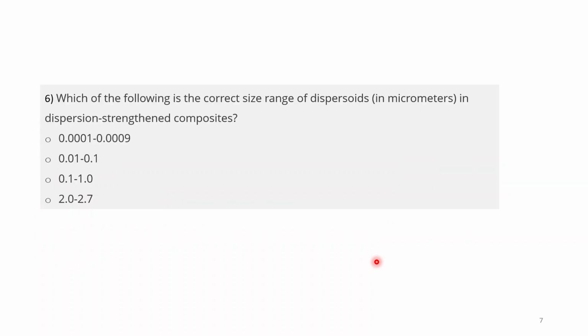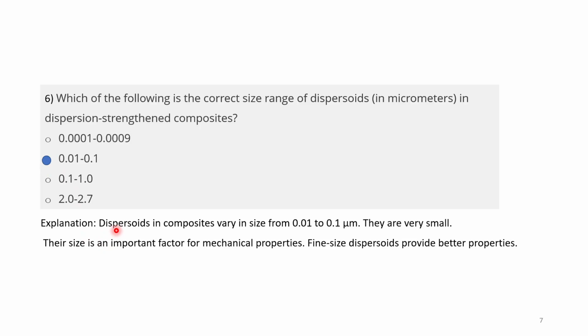Next question is, which of the following is the correct size range for dispersoids in micrometers in dispersion strengthened composites? Out of these, B is the answer. Dispersoids in composites vary in size from 0.01 to 0.1 micrometer and are very small. This size is an important factor for mechanical properties, and fine size dispersoids provide better properties.